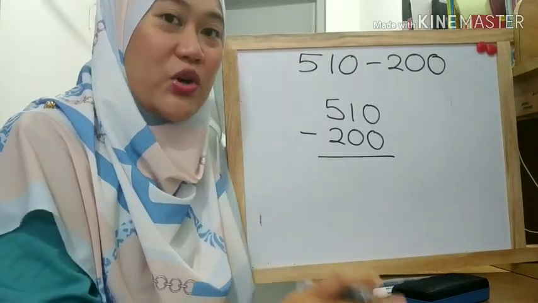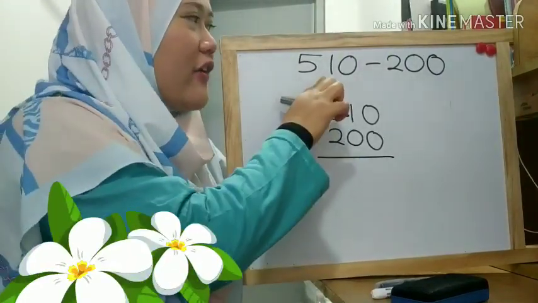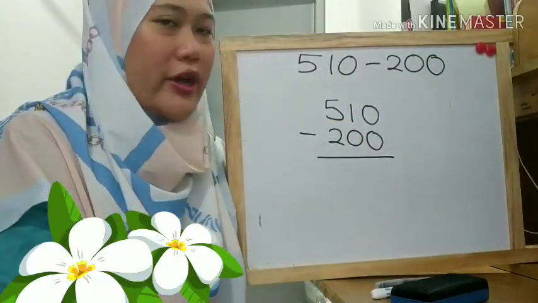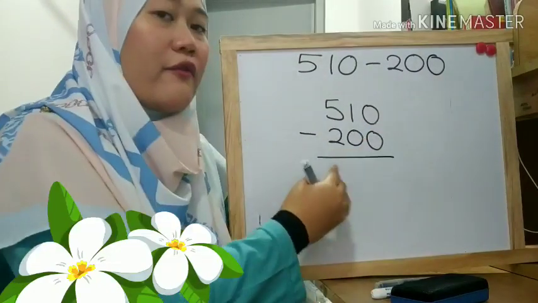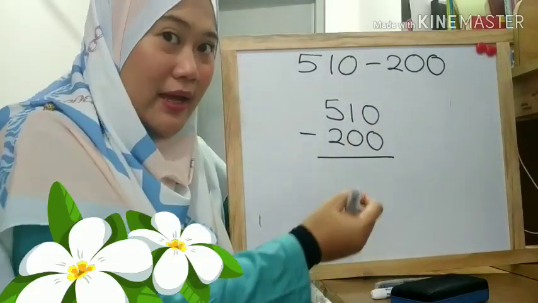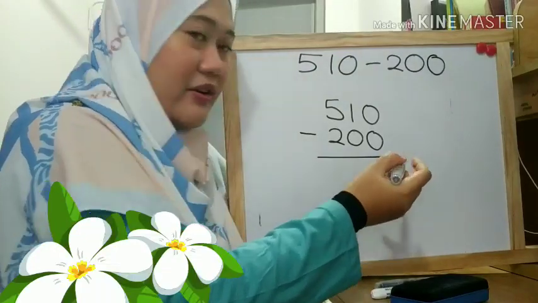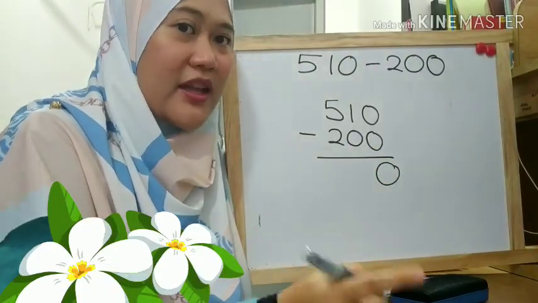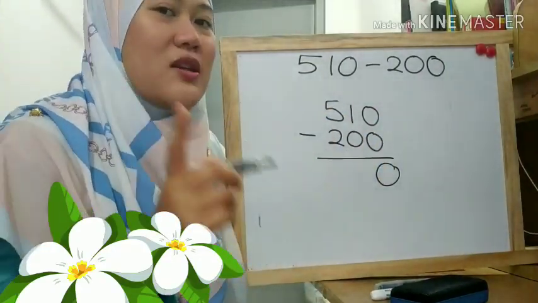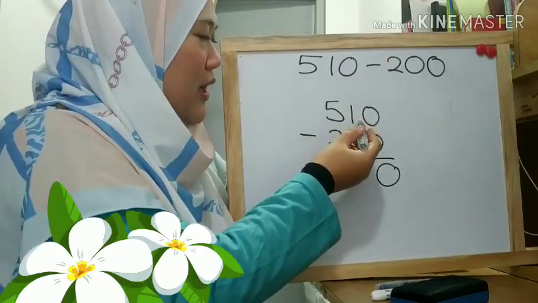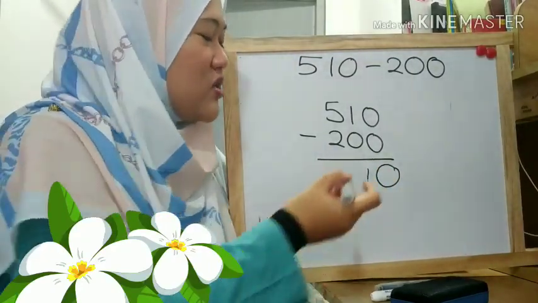Okay, next, we go to the subtraction question. Given question is 510 minus 200. Okay, you arrange it and then you start to calculate. Okay, we start from the place value of 1 at the back first. So 0 minus 0 is 0. Remember the subtraction poem. Numbers the same, zeros the game. That one applies to the subtraction poem only. Okay, so next, 1 minus 0 is 1. 5 minus 2 is 3.